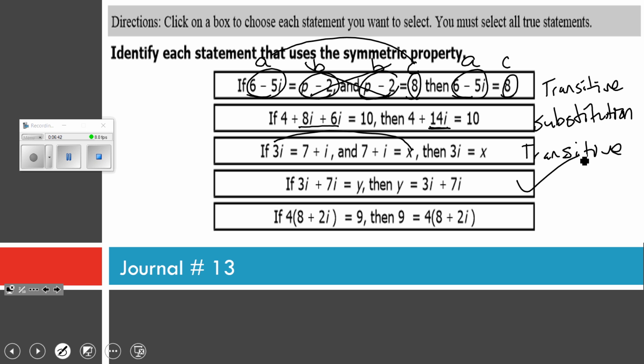Okay. 4 times the quantity 8 plus 2i equals 9. Then 9 is equal to 4 times the quantity 8 plus 2i. Which property? That is your symmetric. So it should have been the bottom two.